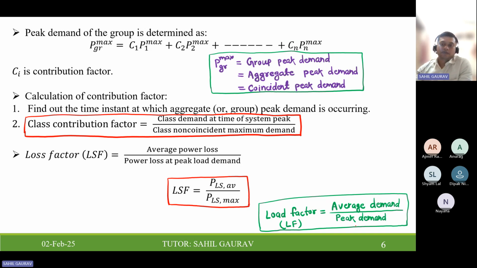So load factor is the average demand upon peak demand, while the loss factor is the average power loss upon power loss at the peak load demand. So if you know the load factor, you can also find the loss factor in terms of losses.